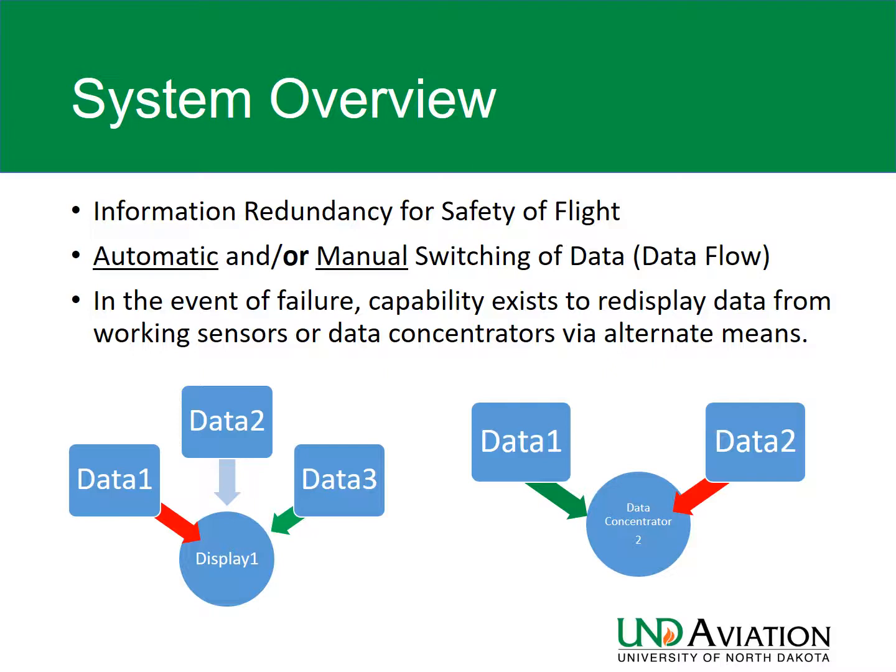But you see on the right-hand side of the screen, data concentrator 2 might have the ability to pull data from the same probe, for example, a pitot probe. It could pull information from pitot probe 1, but it also could pull information from a standby pitot probe. And so if pitot probe 1 fails, we can still pull information and redisplay it elsewhere. So it's important to think about the system architecture as a crew, and then how do I get the information back in the event that it fails.